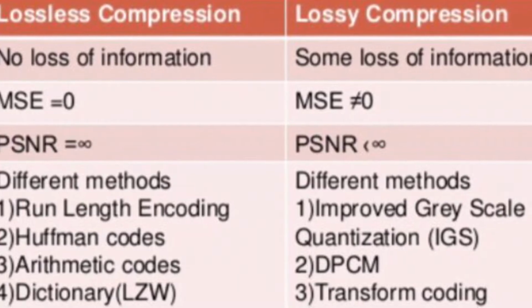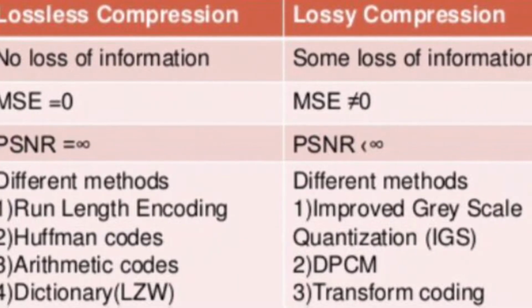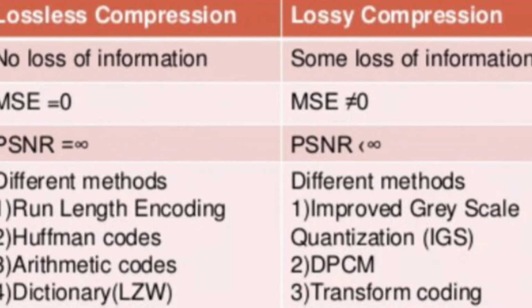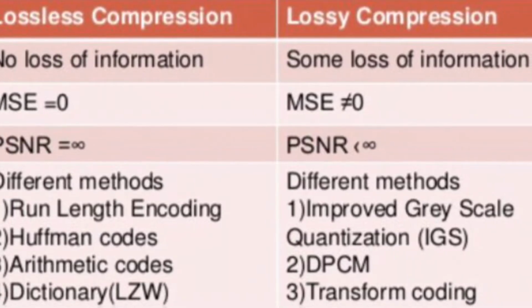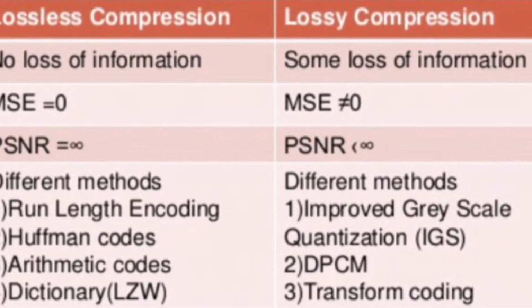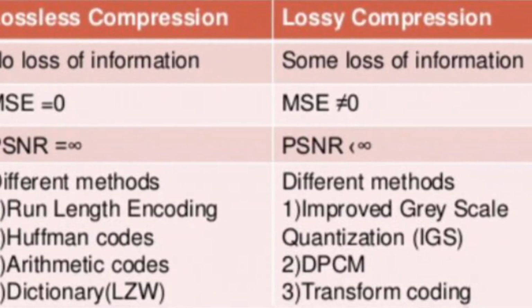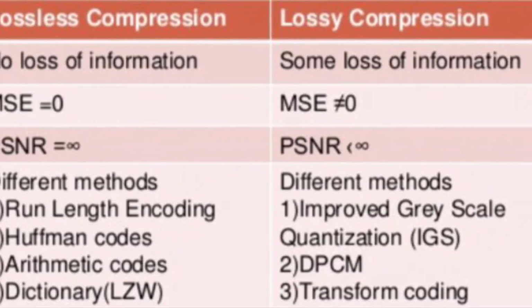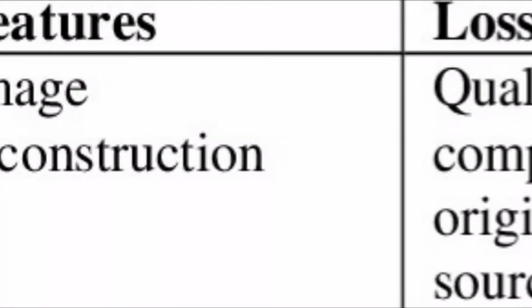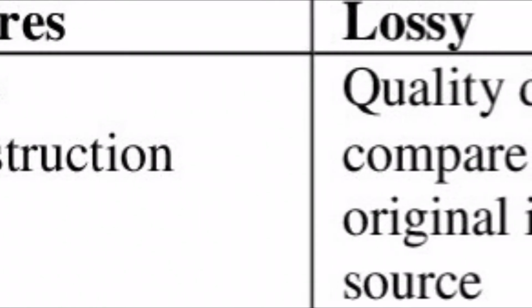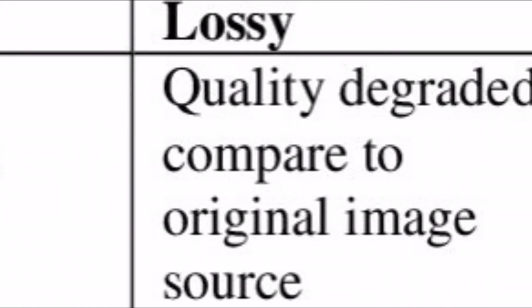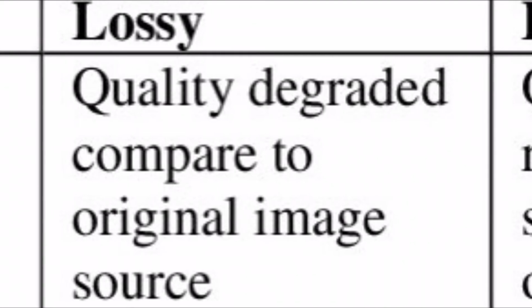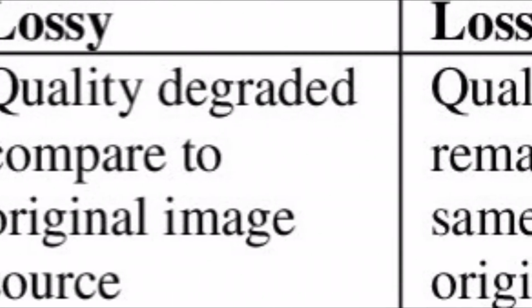In lossy compression, some information is lost. The MSE is not equal to 0. The PSNR is finite. There are different methods: improved grayscale quantization, DPCM, and transform coding. This is an excellent example: image reconstruction. In lossy, the quality degrades compared to the original image source, while in lossless, the quality remains the same as the original image.